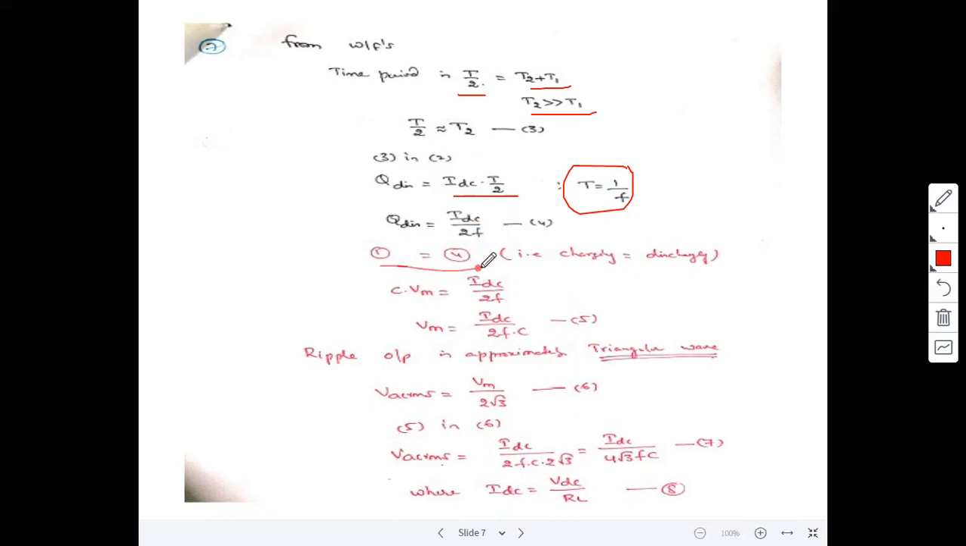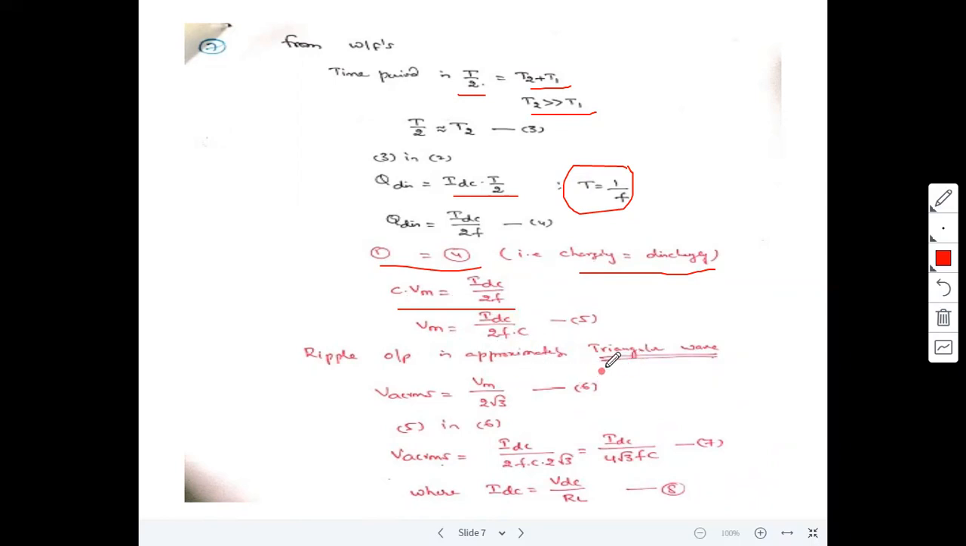Now equate the charge. Charge during both time intervals is the same: discharging is equal to charging, so the charge remains the same. That is equal to CVM, this is equation 1, CVM is equal to IDC by 2F. From that, VM is equal to IDC by 2F into C.